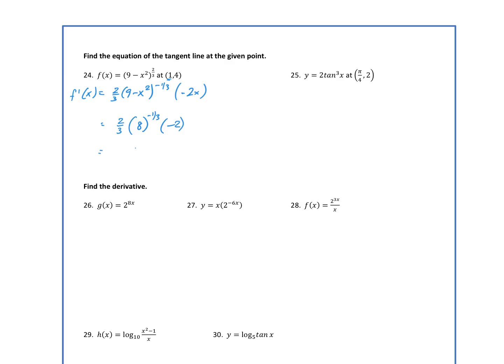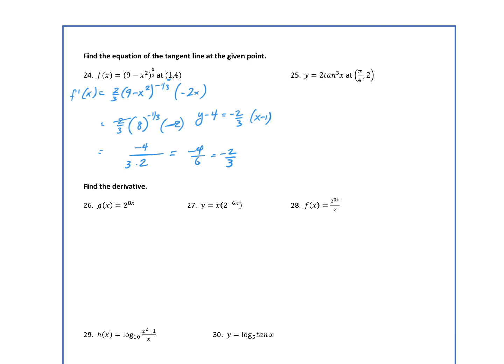On top, I've got negative 4, like that and that. On the bottom, we have 3, and then the cube root of 8. 8 to the 1/3 power is the cube root of 8, so 2. I get negative 4 over 6, which is negative 2/3. My equation will be y minus 4 equals negative 2/3 times x minus 1.